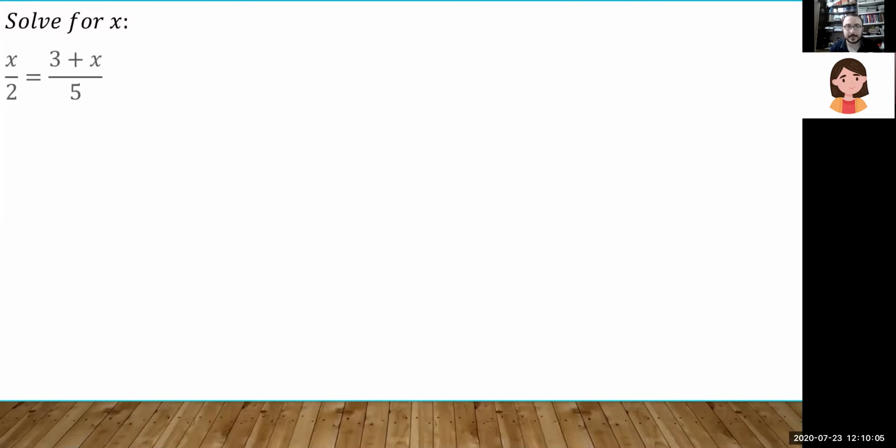So let's solve for x, this one. x over 2 equals 3 plus x over 5. We first need to find the LCD because this is a rational equation, an equation that contains fractions on both sides. x over 2 is a fraction and 3 plus x over 5 is a fraction. When you see a fraction, you need to first find the LCD to be able to manage these fractions.